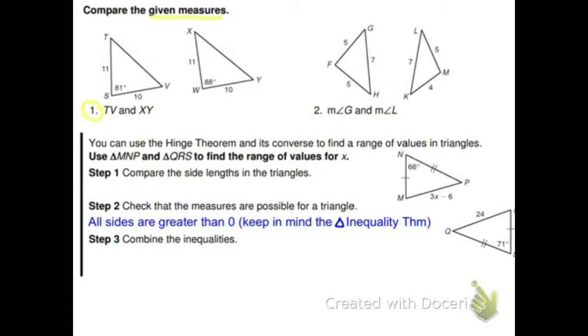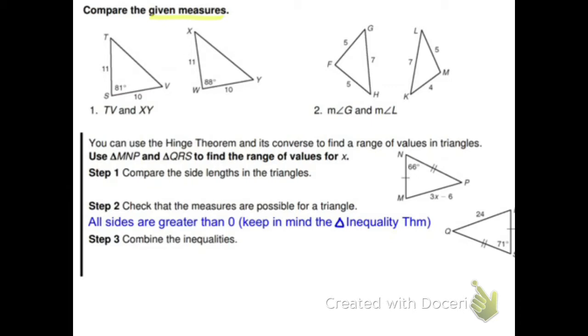So example 1, we want to compare side TV and side XY. Which of these two sides is greater? Well, the very first thing we're going to check is, can I actually use the hinge theorem? In order to use the hinge theorem, I have to have two sides that are congruent. 11 and 11, they're congruent, they're equal. I have 10 and 10, they're both equal, they're congruent.